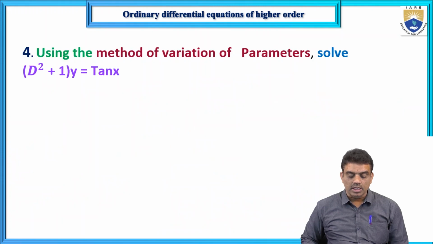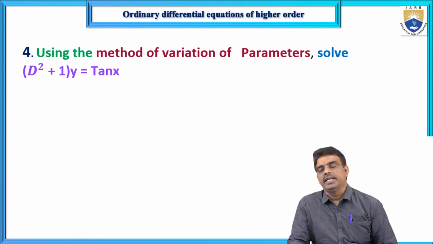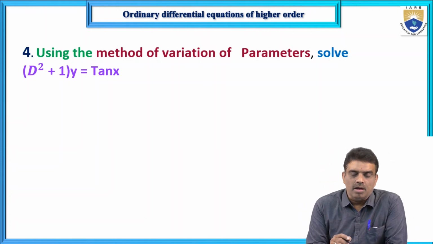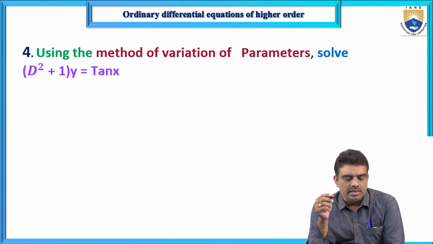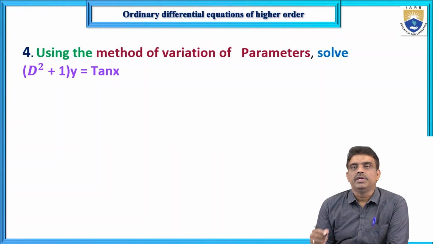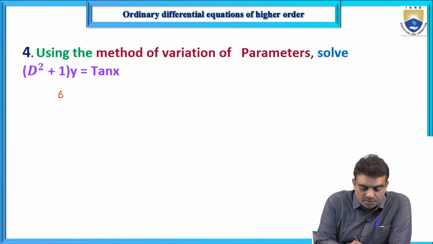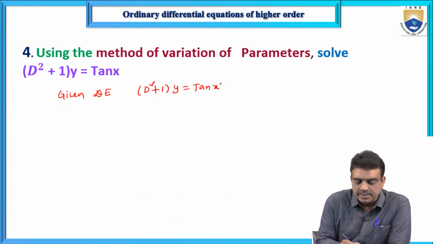Now, I'm coming to the last problem. Now, also we are using the method of variation of parameters to solve this problem. So, as usual, we write the complementary function. Up to that, it is the common part. After writing the complementary function, we write the particular integral by changing the parameters. Now first write the given differential equation, (D square plus 1) of y is equal to tan x.